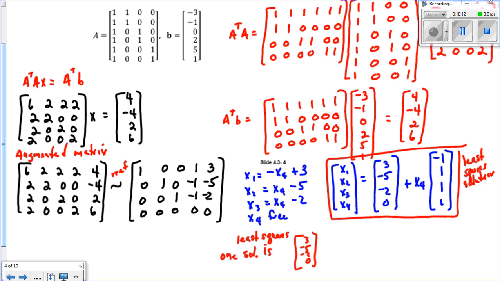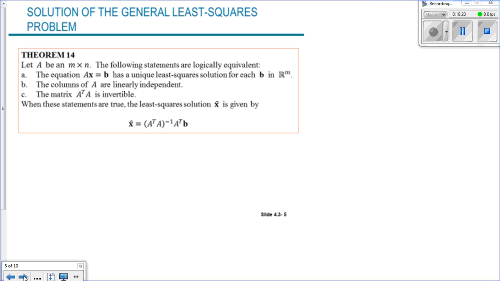Now notice I did two different ways to solve this. I started with the normal equations, but in one case we had a unique solution, in the other case we didn't. So now there's some criteria in this next theorem that actually tell us when we will have a unique solution. So if A is an m by n matrix, these statements are all equivalent. Ax equal b has a unique least square solution for each b in Rm. That's going to be true when the columns of A are linearly independent. And of course that also means that if you had an n by n square matrix, the inverse existed.